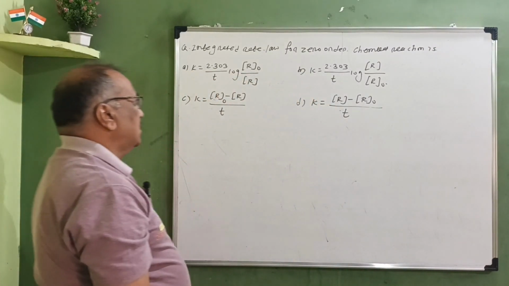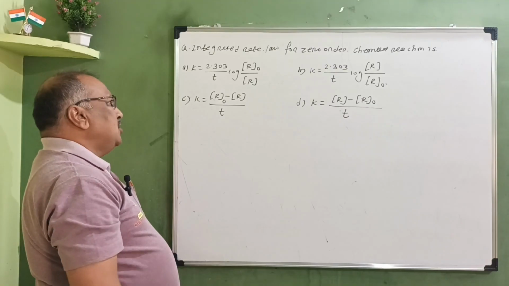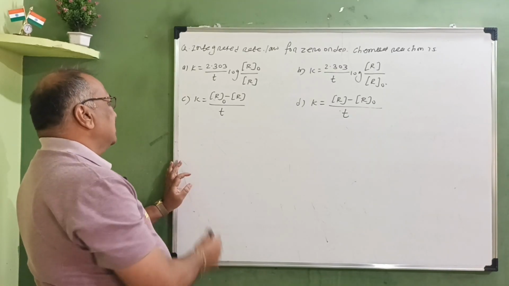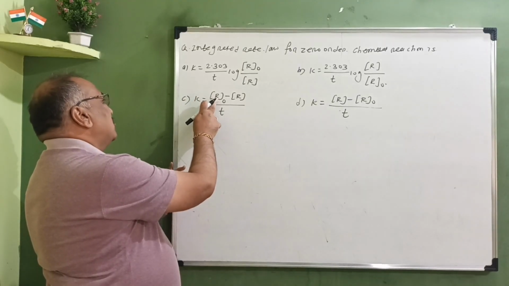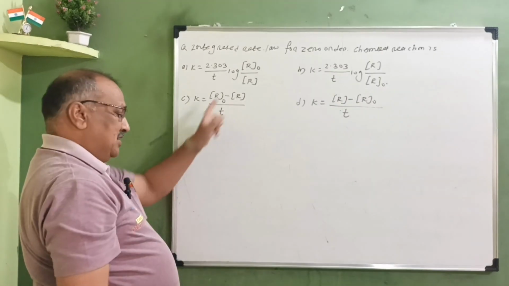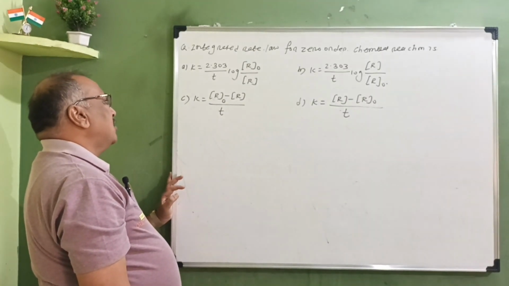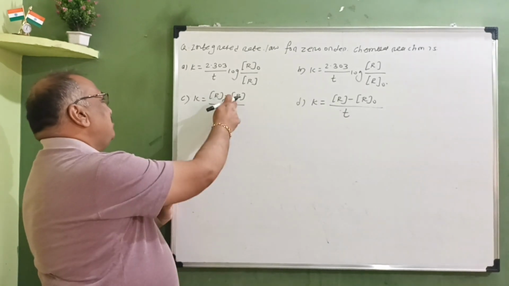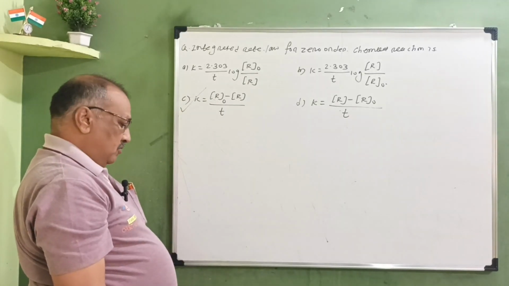Now here the question is that the integrated rate law for zero order chemical reaction is, that is K is equal to concentration of reactant at time t is equal to 0 minus concentration of reactant after time t upon t. Correct answer is C.